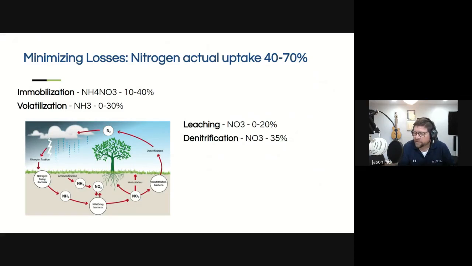The other way we can lose nitrogen is through leaching. Of course, if we over-apply, we lose about 20% to leaching, and denitrification losses at about 35%, which means it becomes unavailable basically for use.